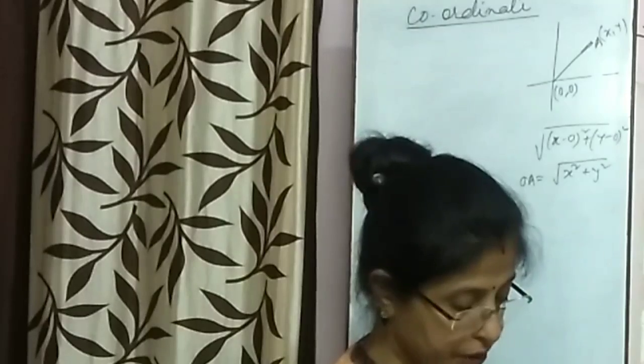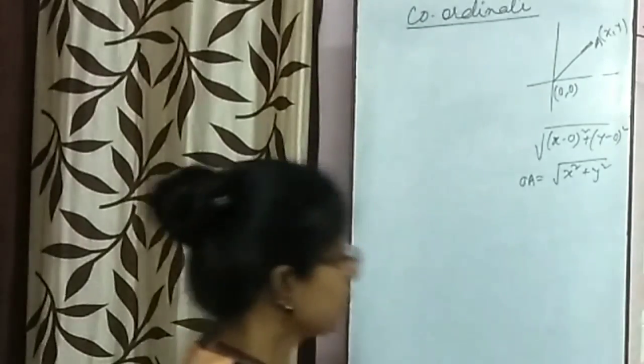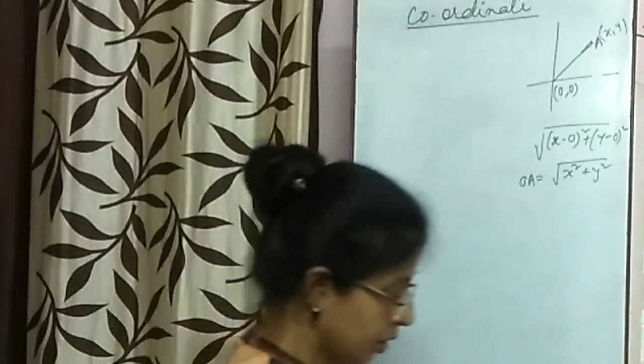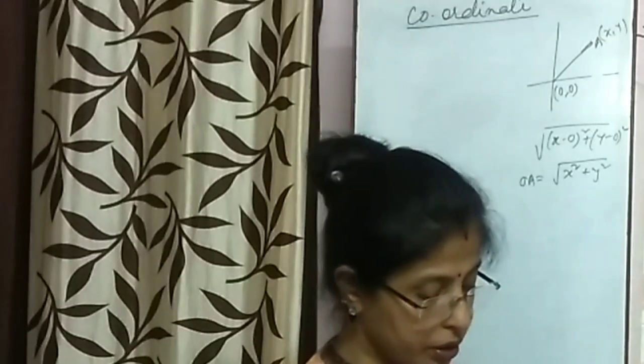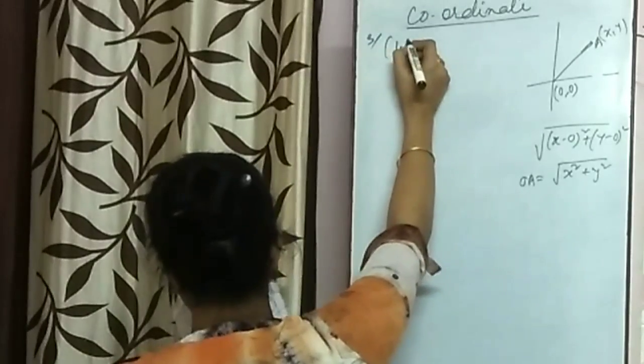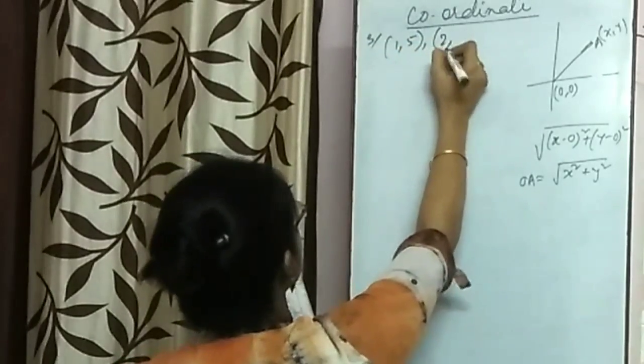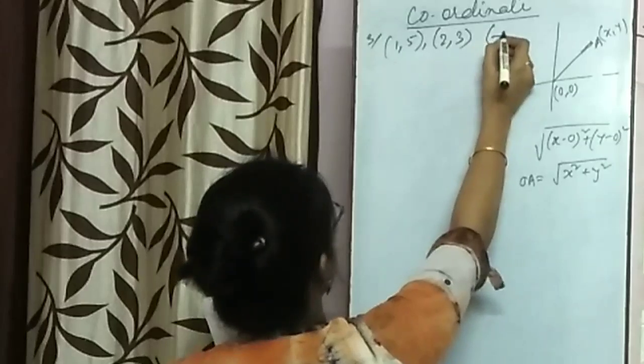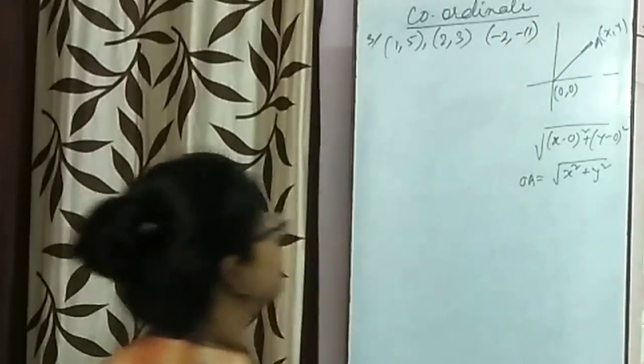So question number 2 is related to finding the distance between the points 0, 0 and 30, minus 36 to 15. Determine the points. So you do that. Determine if these points are collinear. The points are 1, 5, 2, 3 and minus 2, minus 11.